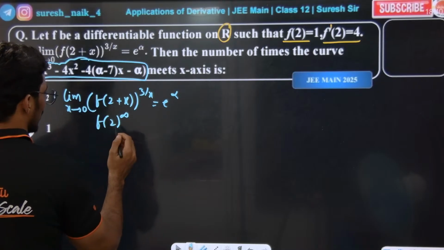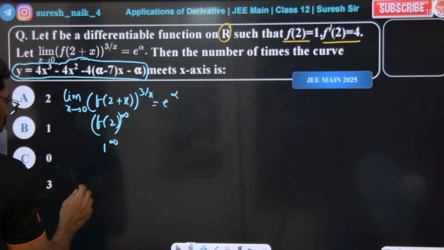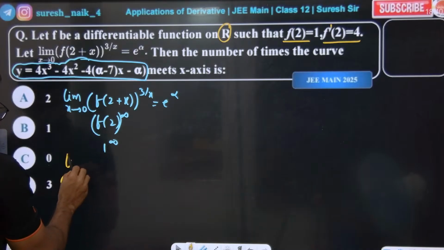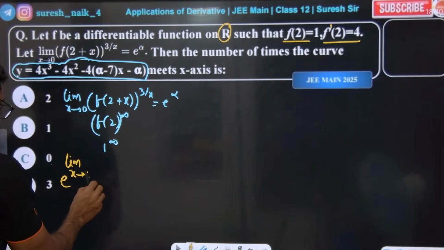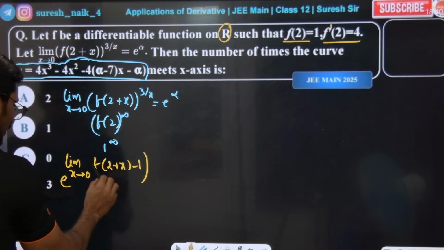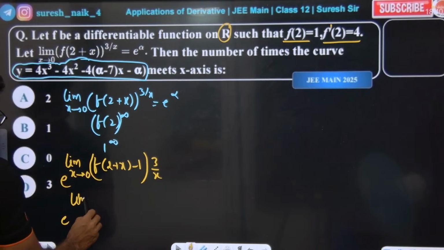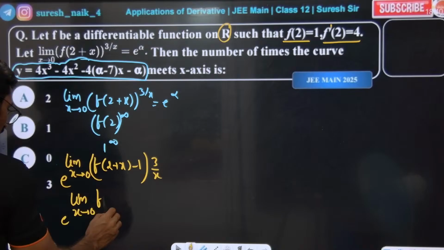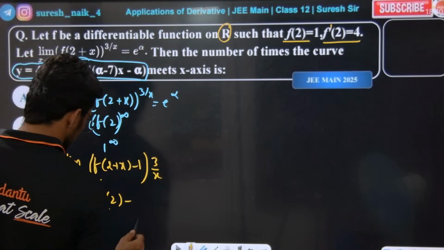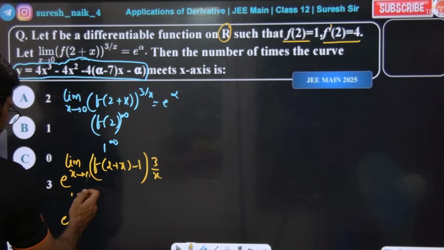f(2) is 1, so it is a 1 to the power of infinity form. As Suresh sir taught, it is e to the power of the limit as x tends to 0 of [f(2+x) minus 1] into g(x), where g(x) is 3 by x. This is the formula for 1 to the power of infinity based questions. Put x value 0: f(2) minus 1, that is 1 minus 1, is 0. So we have a 0 by 0 form.